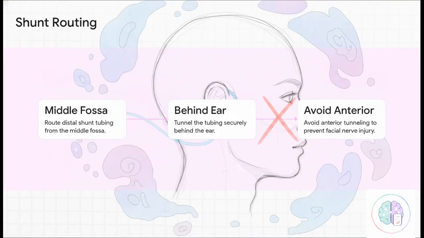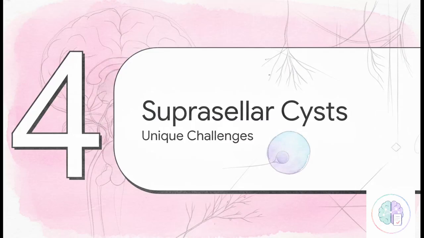Now, if you do decide shunting is the way to go, there is a highly specific surgical caveat you absolutely have to memorize. If you're placing a distal shunt from the middle fossa, you must route that tube securely behind the ear. You have to completely avoid anterior tunneling. Why? Because you risk devastating injury to the facial nerve. Seriously, if you somehow have no choice but to go anterior, the literature strongly suggests calling in a plastic surgeon to help completely protect that nerve. It's that critical.